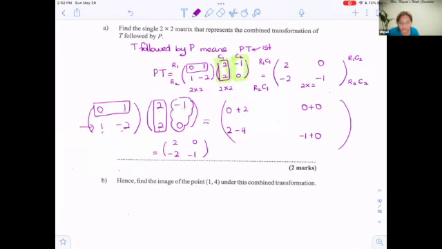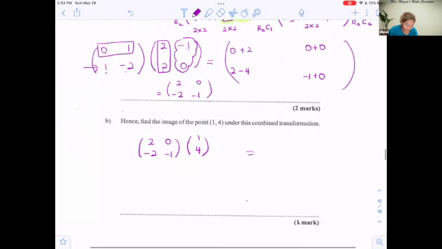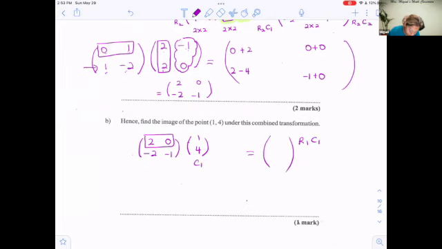Find the image of the point (1, 4) under this combined transformation. So we're working out the matrix 2, 0, minus 2, minus 1 times 1, 4. Go ahead. Multiply it. Multiply this. Row 1, column 1. That is my first element. And then row 2, column 2. Go ahead and multiply it.